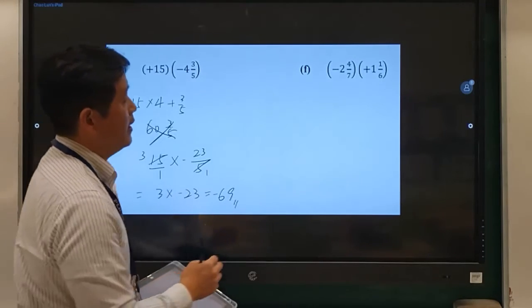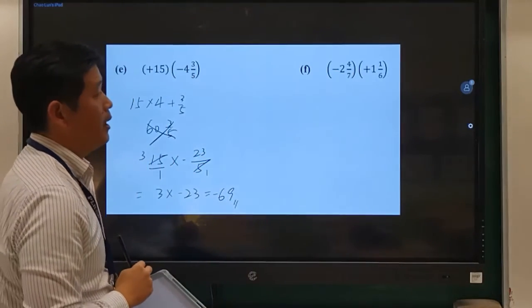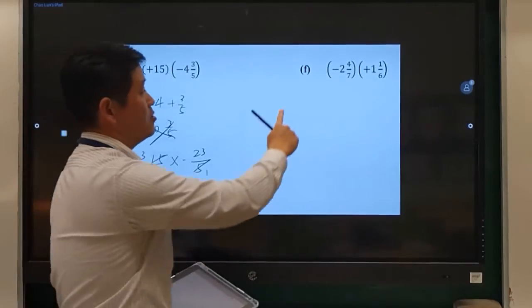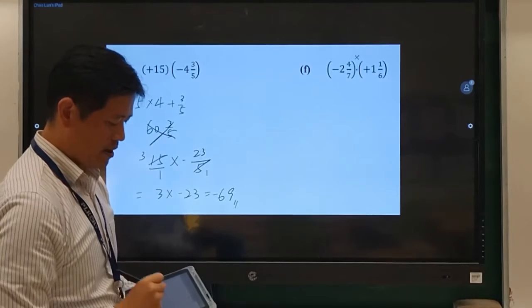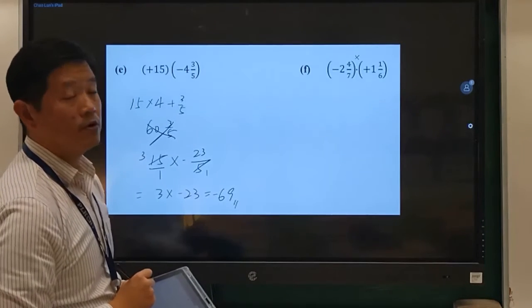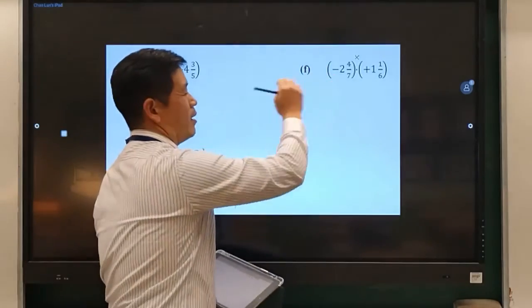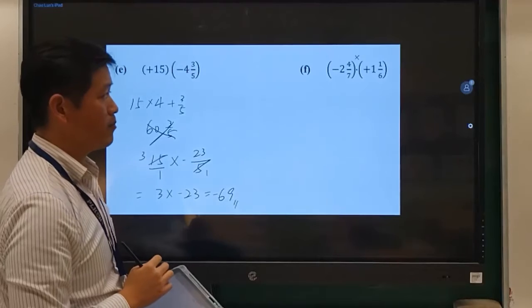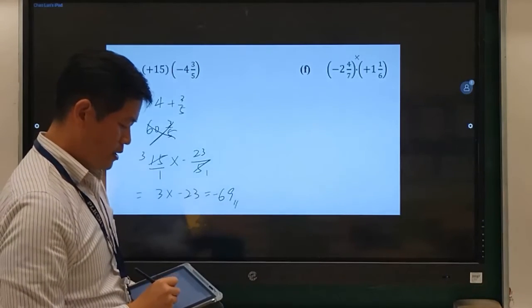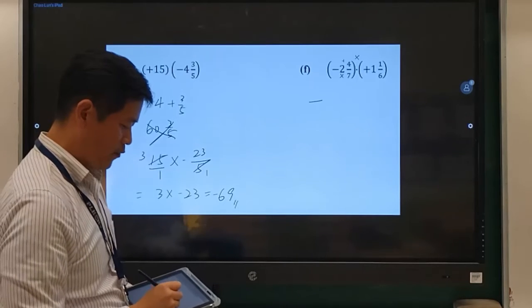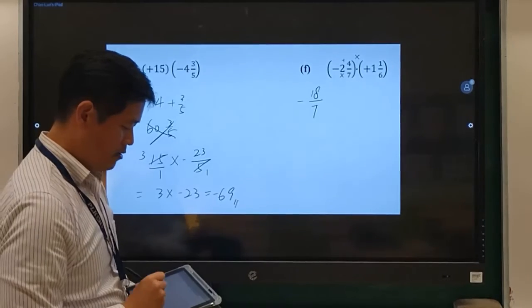Alright, lastly, I have two fractions or mixed numbers multiplying each other. Again, make sure it's multiply. Two brackets side by side, it's multiply. Okay? You can use a dot if you like. Alright? And before you multiply, you need to do something first. You need to do what? Change them to improper fractions. Okay? So, negative 2 and 4 over 7, 7 times 2 plus 4 is 14 plus 4, so this would be negative 18 over 7.